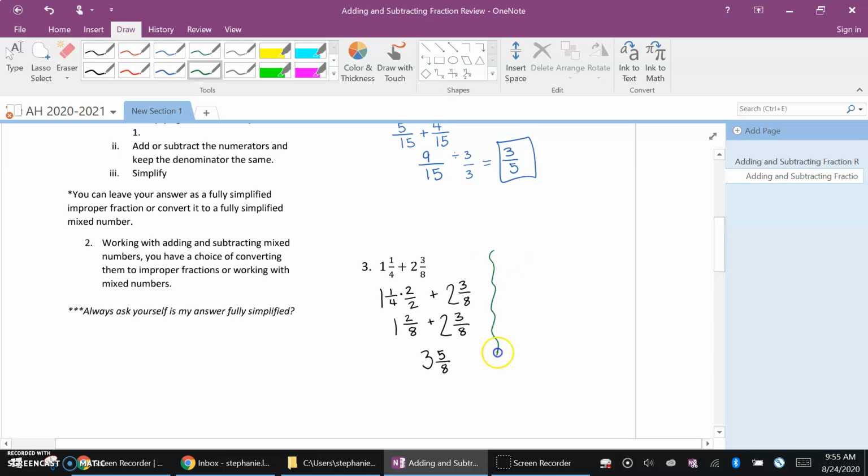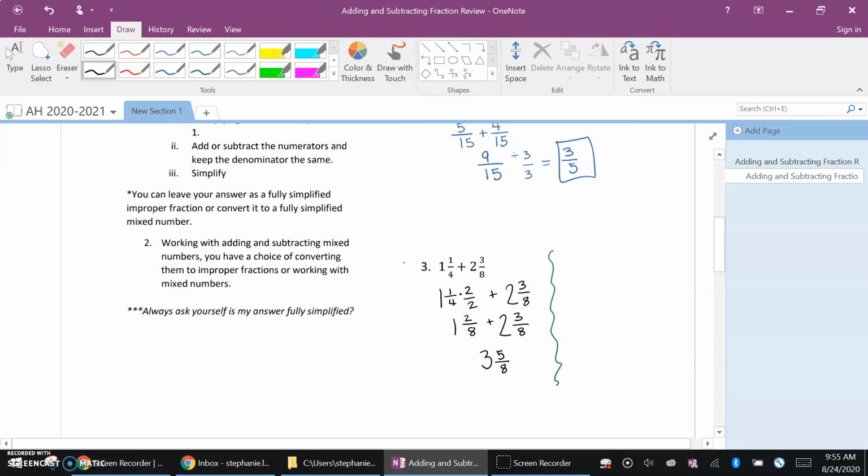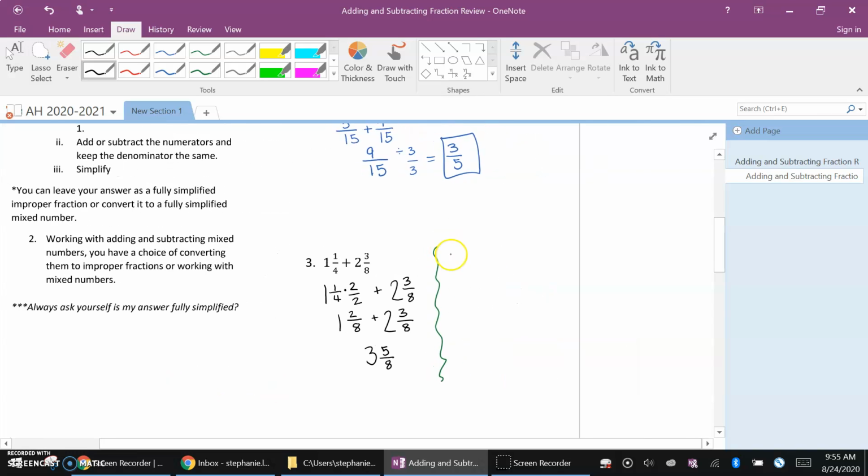Now, I will show you how to do this with improper fractions, just in case you forgot. So to turn 1 and 1/4 into an improper fraction, we have 4 times 1, which is 4, plus 1 is 5. 8 times 2 is 16, plus 3 is 19.